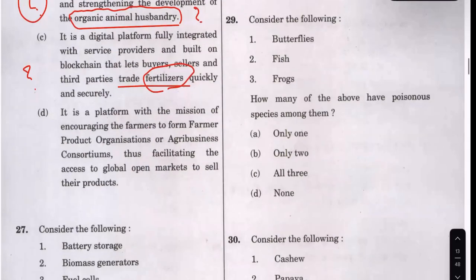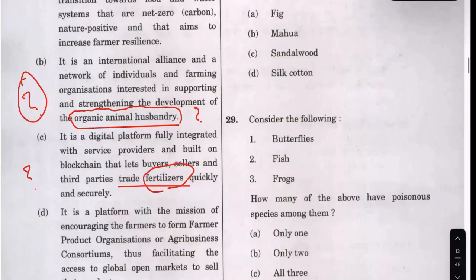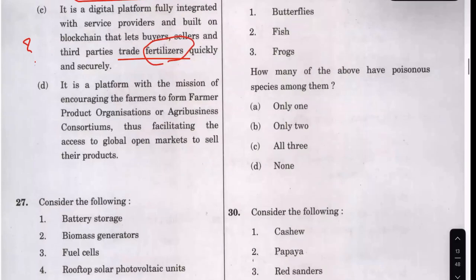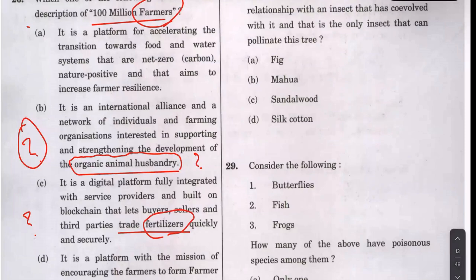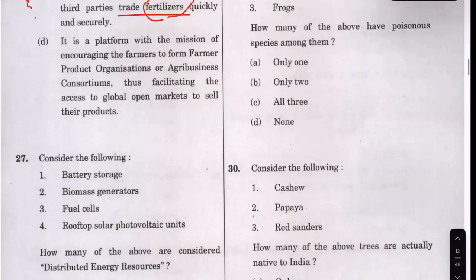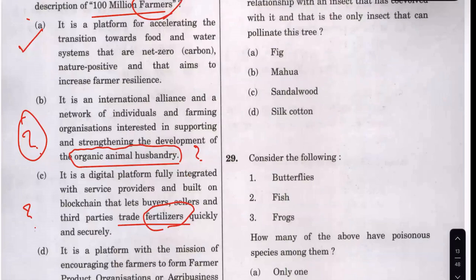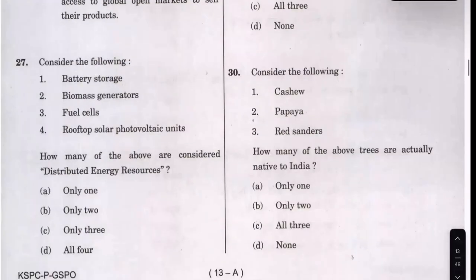I was actually thinking about something like this, but 100 million farmers, so I thought like Facebook or something. But the answer, so I am not going to attend this. I do not know the answer, but the answer they have given is this. So this question I will keep in my mind, but I don't attend it.